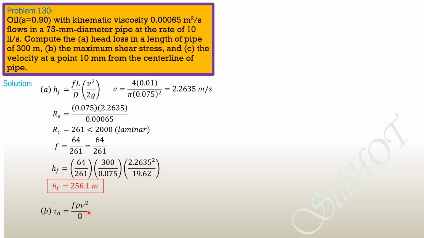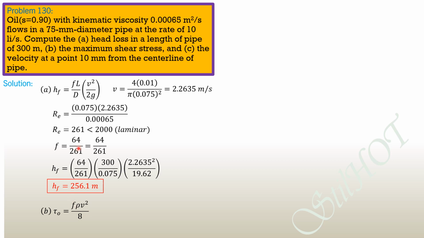The other formula is specific weight of oil times head loss, which is already computed, times diameter over 4L. But we will just use this anyway, as in our previous examples similar to this. Both formulas will yield the same answers or results.